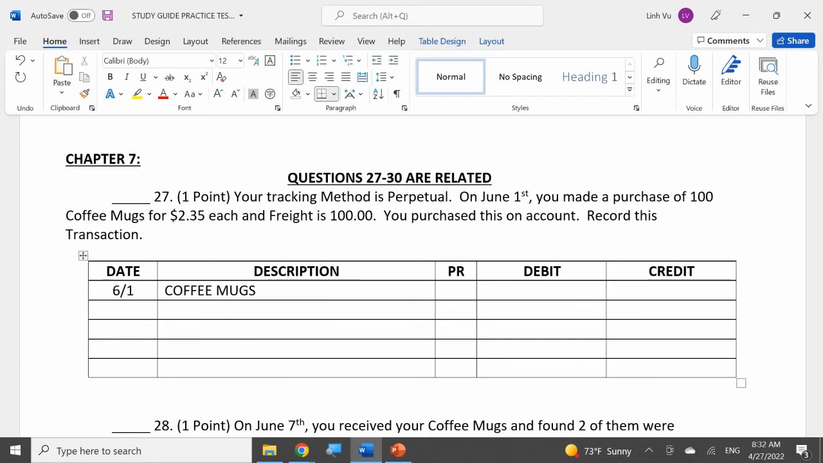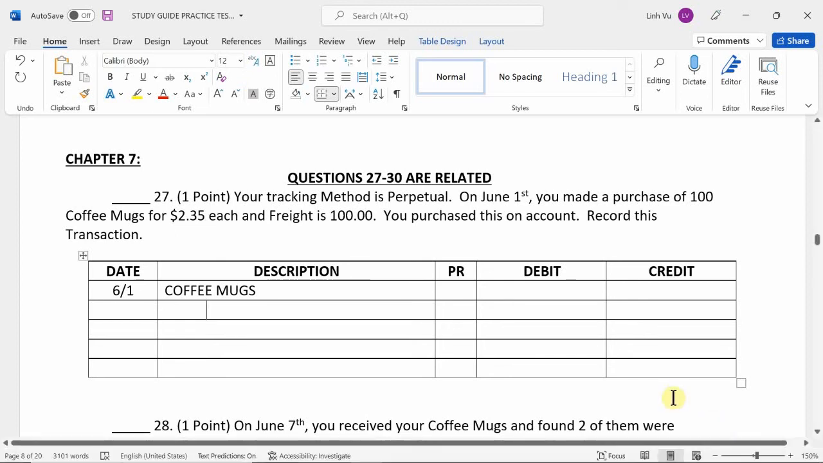Sales. Not sales, we purchased. Is it freight? No. Freight's going to be included in the overall price. There's no tax, because we're purchasing.